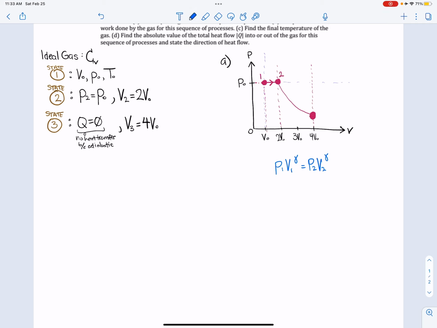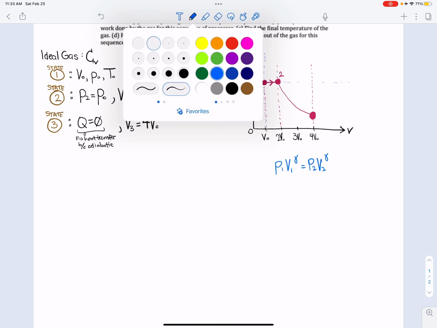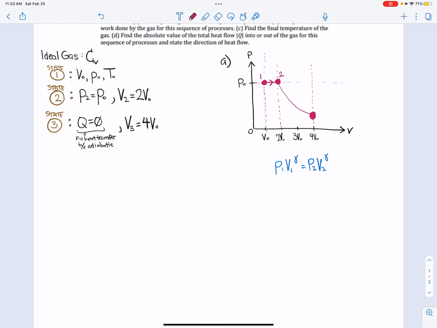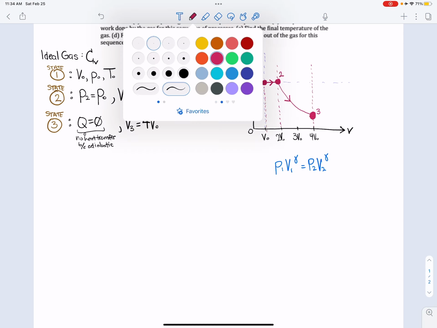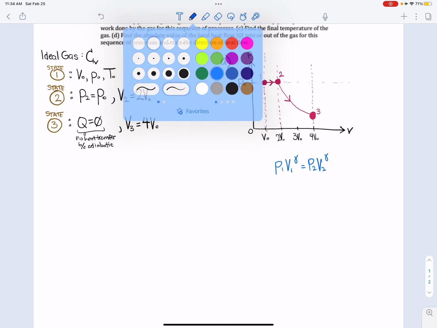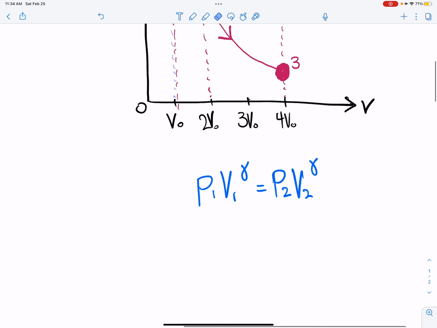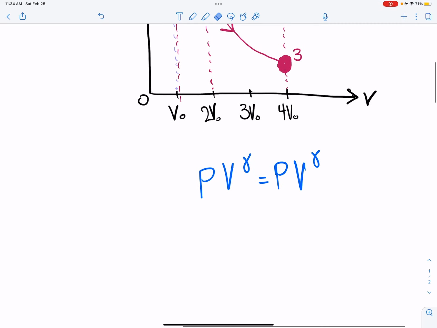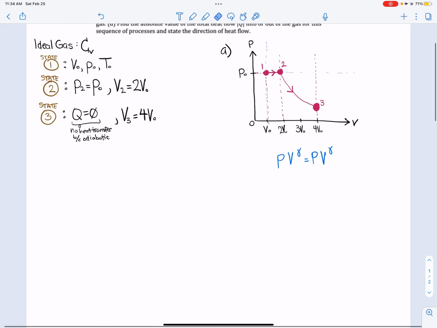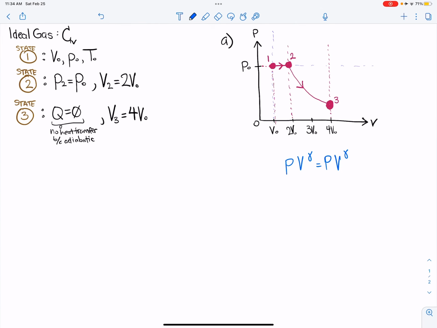But in this process, the adiabatic process is actually from state 2 to state 3, right? This is state 3. So I will use this formula for what I'm looking for. Instead of P1 and P2, I am looking for P2 and P3.